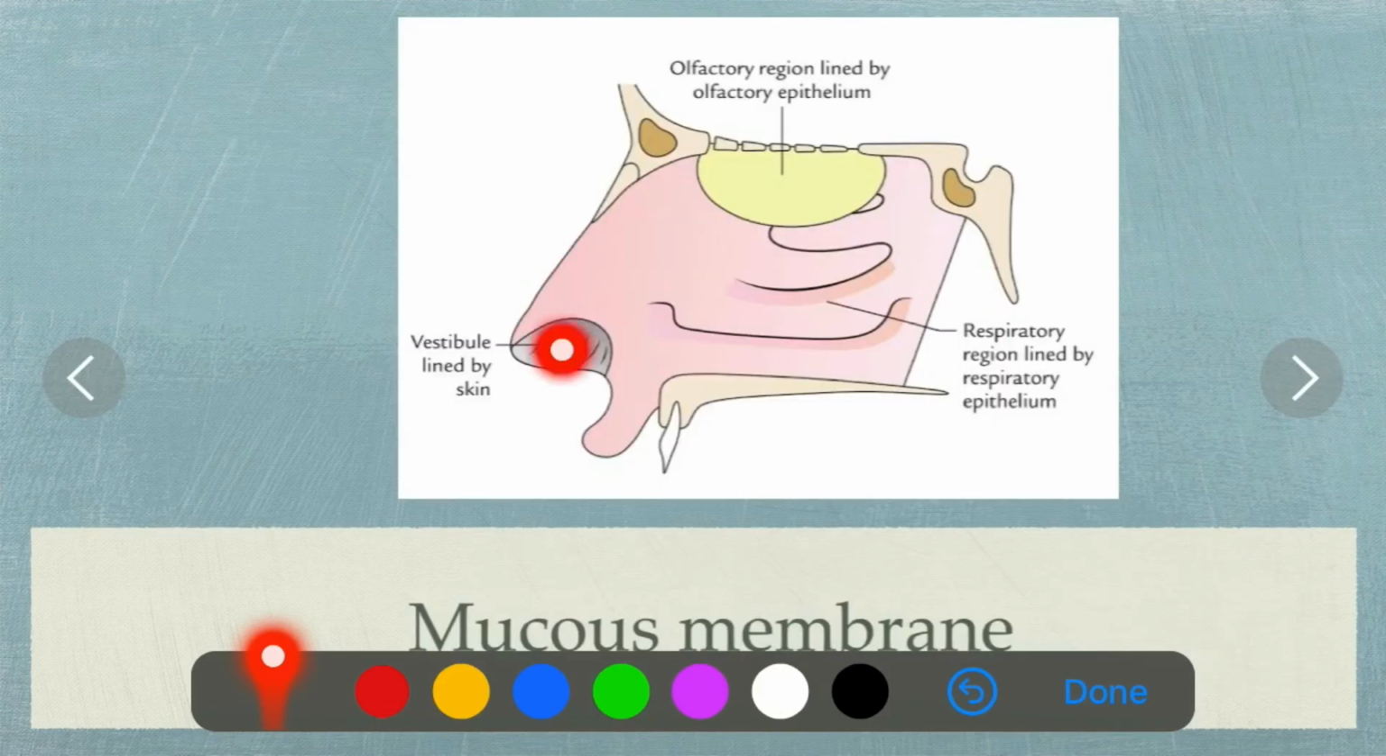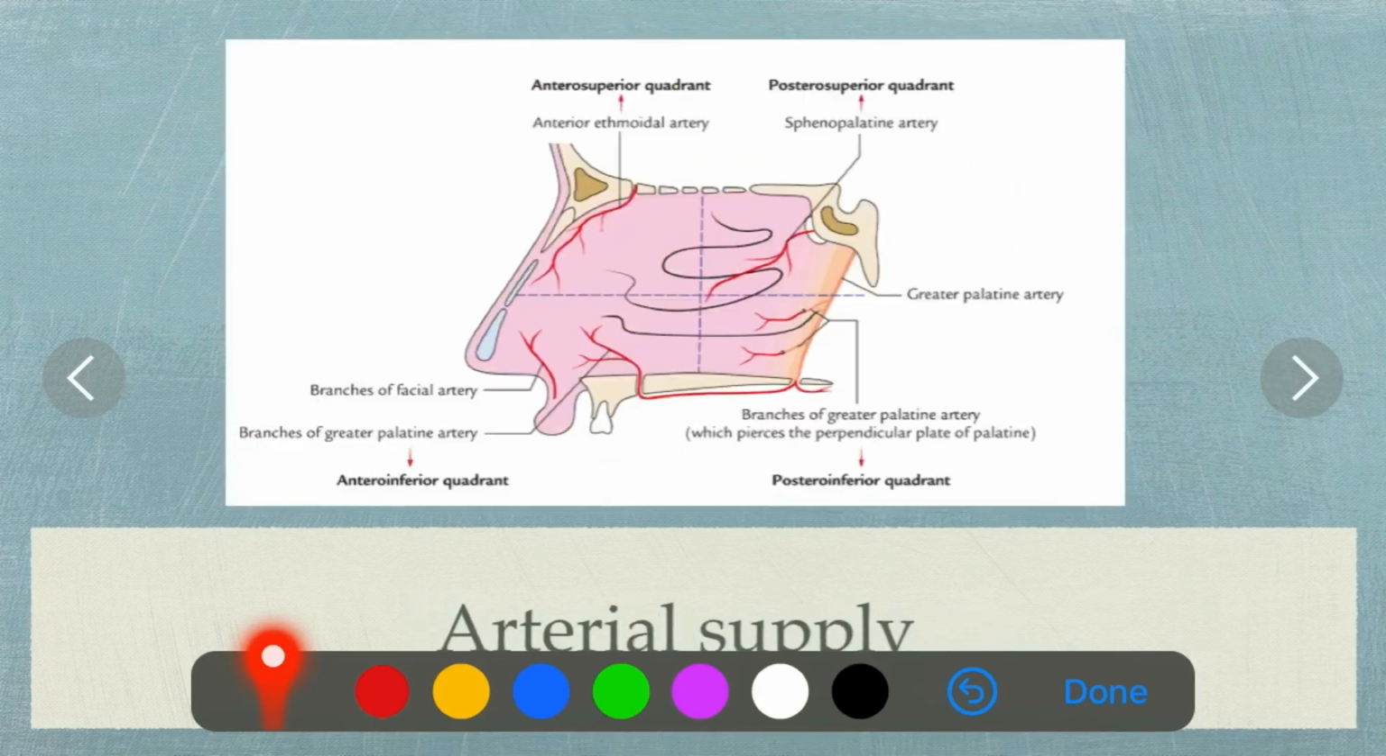Now we move on to its lining. The vestibule is lined by skin. The olfactory region is lined by the olfactory epithelium, and the respiratory region is lined by the respiratory epithelium.